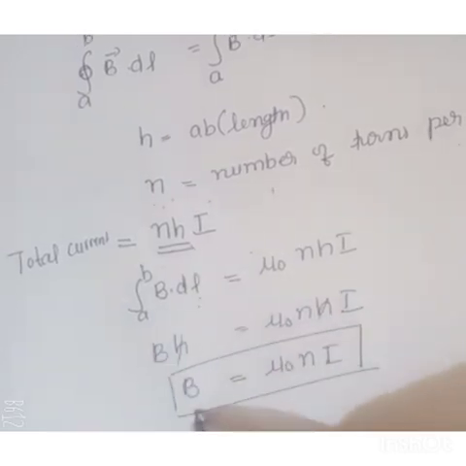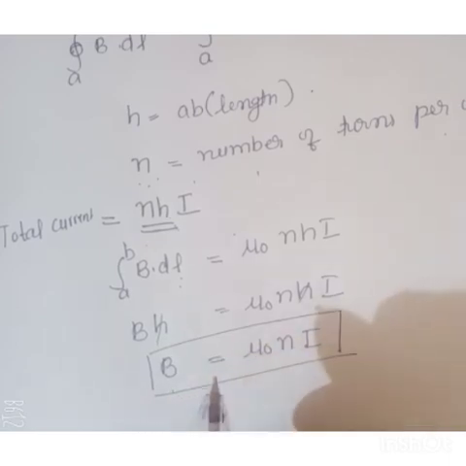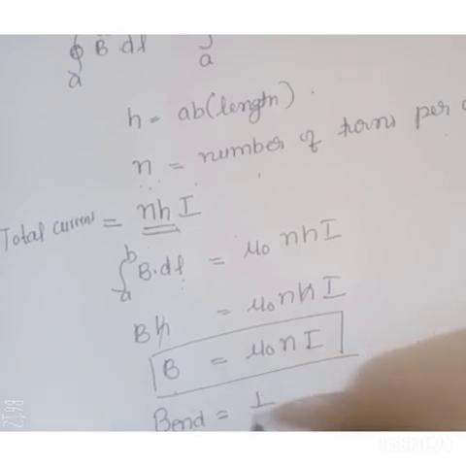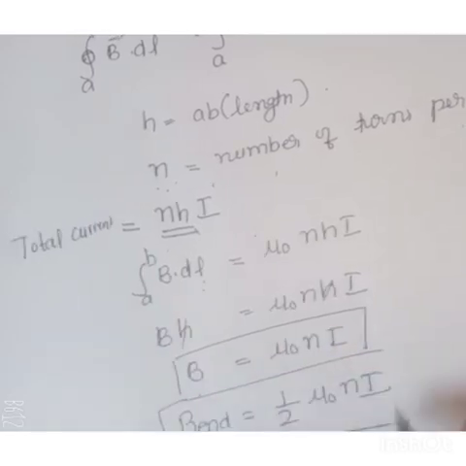So the magnetic field inside a long straight solenoid is B equal to mu 0 n into I. Then one more equation: the magnetic field at the end of the solenoid is just one half of that at its middle. That is, the magnetic field at the end of the solenoid B_end is equal to half of mu 0 nI.